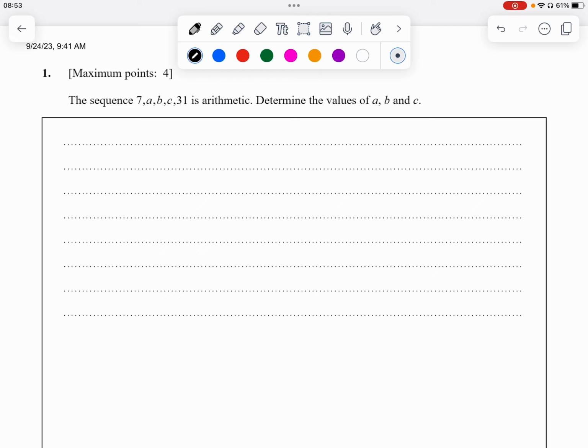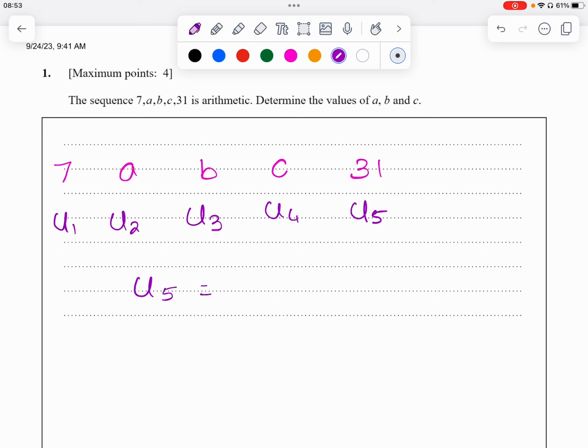The first question: the sequence 7, A, B, C, 31 forms an arithmetic sequence. So this has to be U1, this has to be U2, this has to be U3, this has to be U4, and this has to be U5. So the fifth term means U1 plus n minus 1, 5 minus 1, times D. The fifth term is 31. U1 is 7 plus 4 times D.